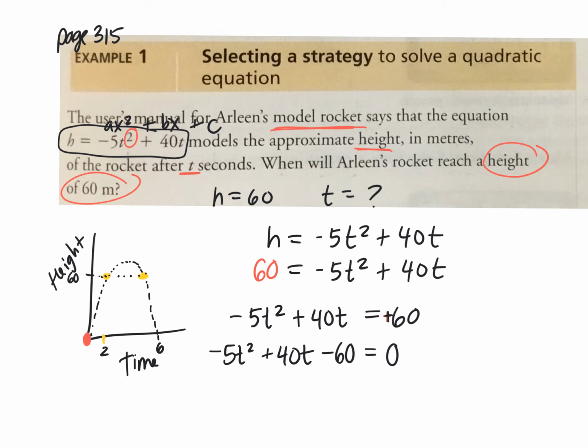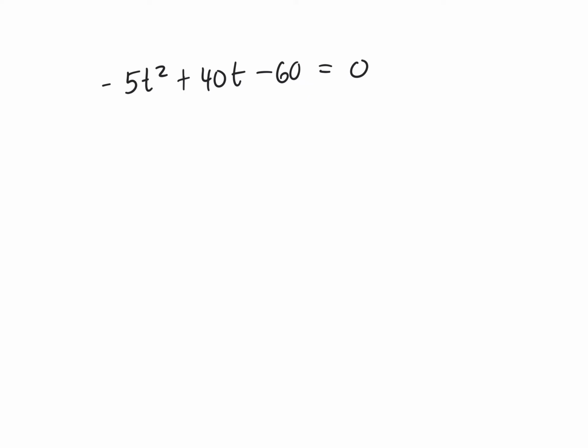Could you figure out the vertex if I asked you to find the maximum height of the rocket? So if at 2 seconds it was at 60 meters and we're saying that after 4 seconds it would be 80 meters, does it look reasonable? Does it make sense? Yes. So the maximum height of the rocket would be 80 meters. So what method can we use to factor this?